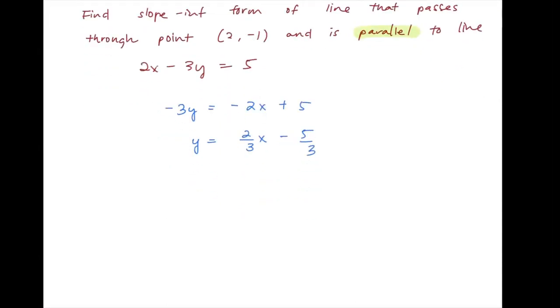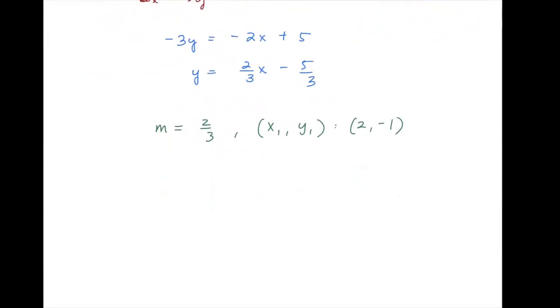So we want a line that is parallel to this line, but goes through this point. So that means that we want a line that has the same slope as this line to be parallel. So that means that if it's parallel, then the slope of the parallel line is going to be 2/3. And then the x1, y1 is going to be 2 comma negative 1. So now we're going to use point slope form to find that line.